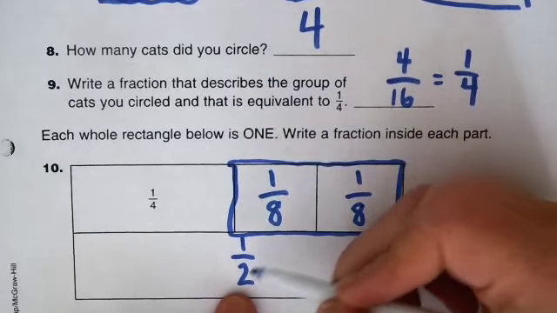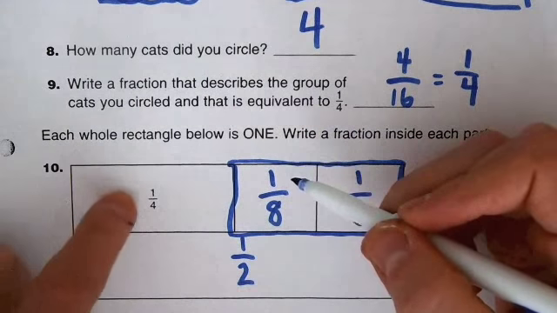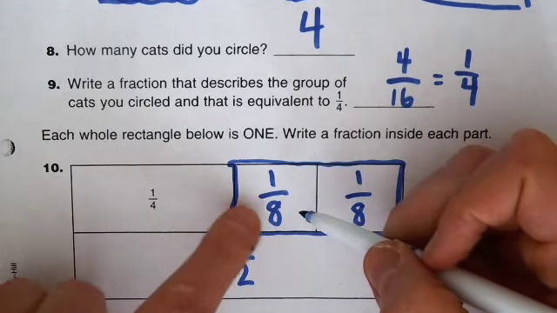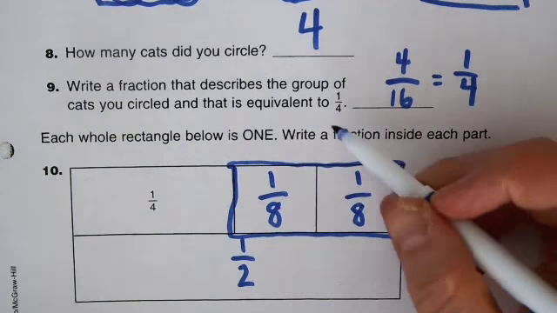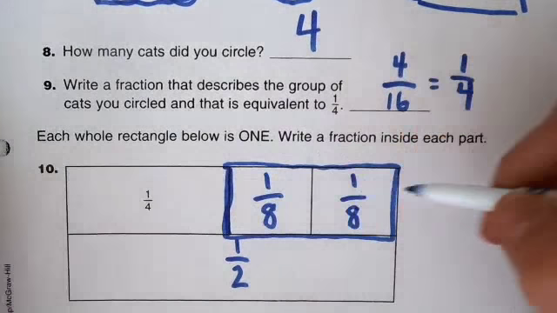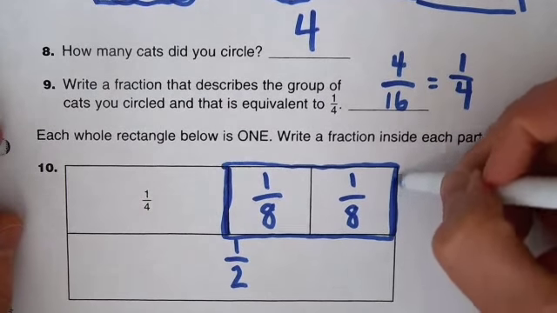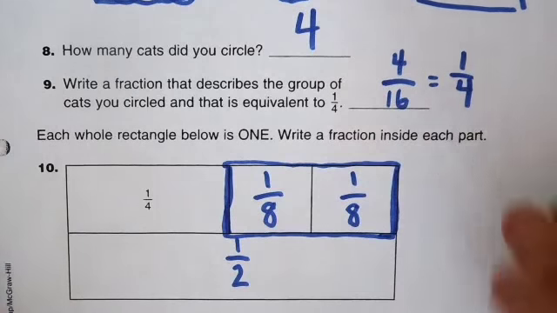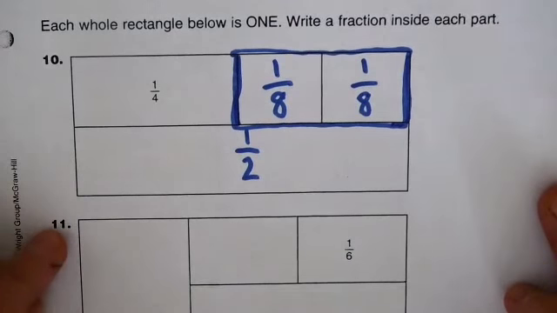Alright, and I could also say that this is 1/2, but I could also say that 1/4 plus 1/8 plus 1/8 is going to equal 1/2. So you can really look at fractions and figure out which ones are equal to each other and how they kind of add up and work together. The next one is number 11.